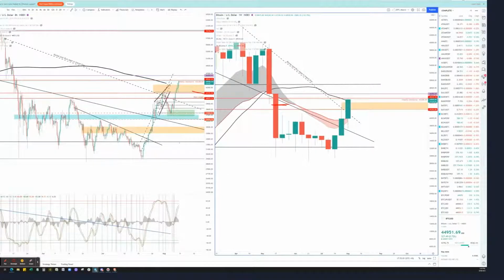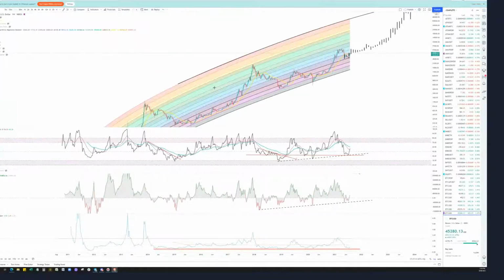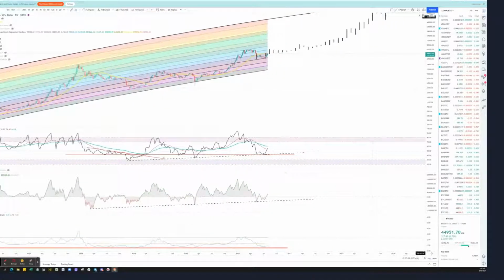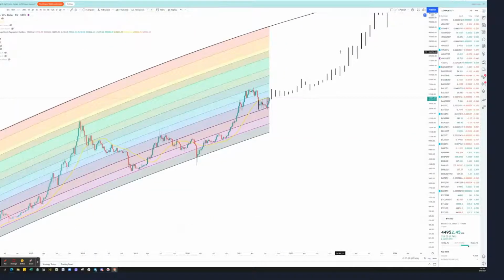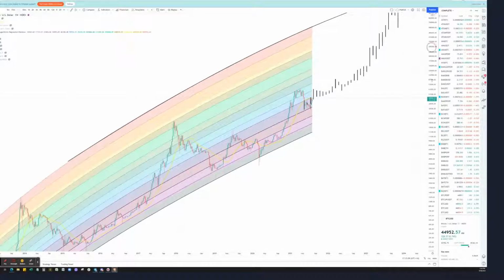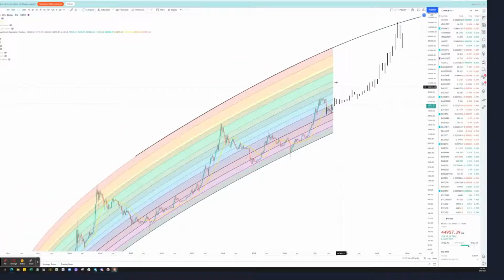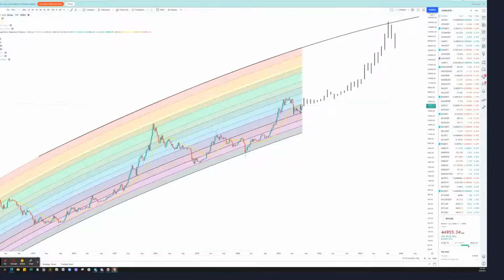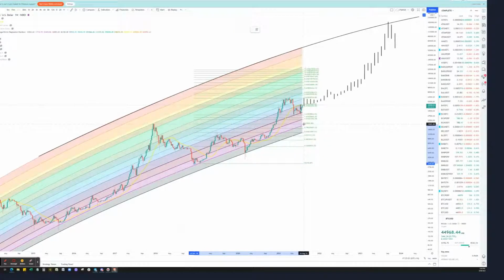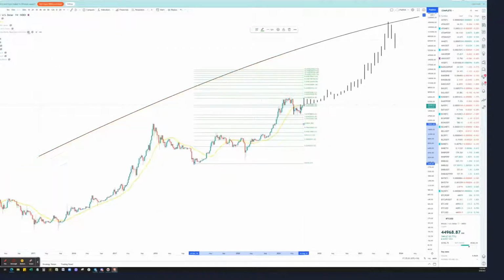Where's my macro picture? Okay. So let's look at this. Historically, what have we seen? Actually, I'll get rid of this diagram for the time being, and I'll make this black.